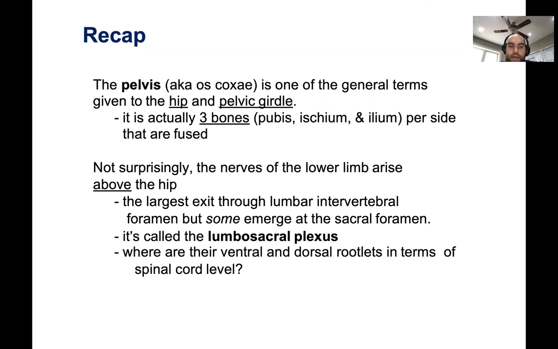Okay. Now, not surprisingly, the nerves of the lower limb arise above the hip. So we're talking about from the lumbar spine and the sacrum. And they exit through foramens, of course. So we talked about the intervertebral foramen in the spine lecture.